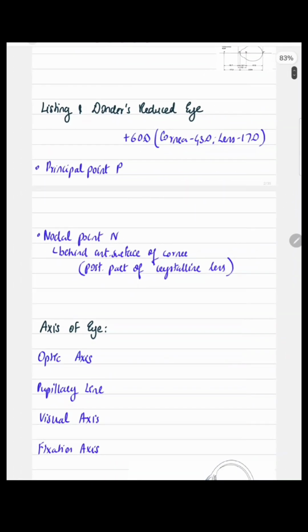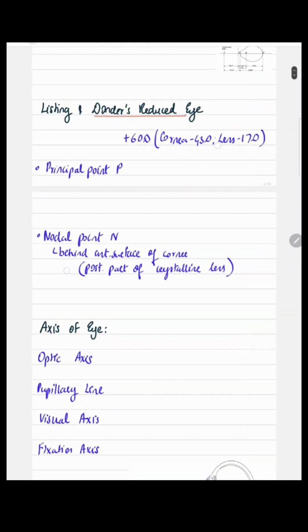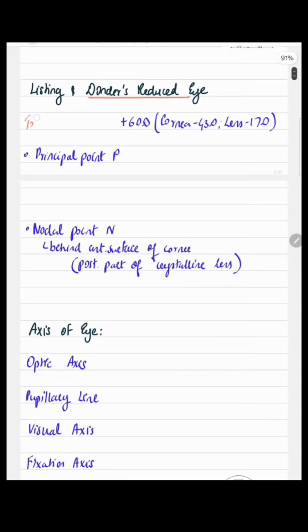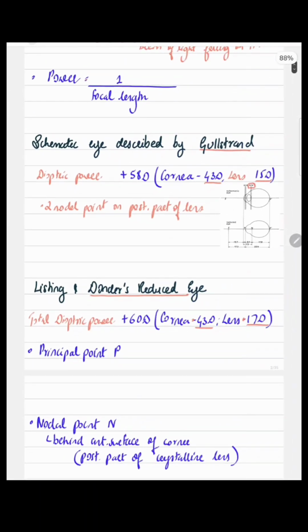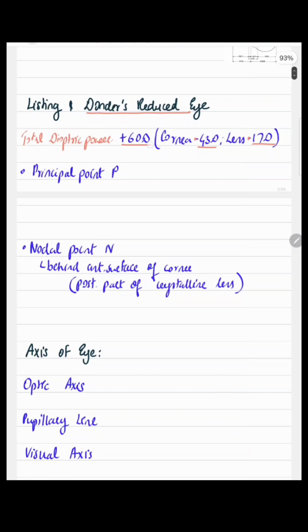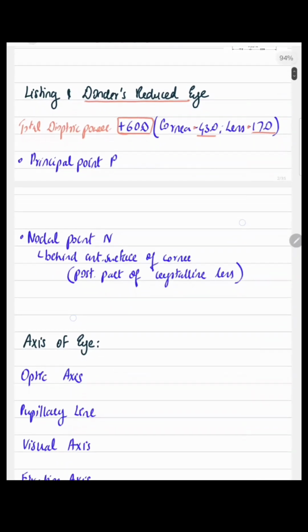Next is Listing's and Donders' reduced eye. Here the total dioptric power is plus 60 diopters, cornea is 43 diopters, and lens is plus 17 diopters. In Gullstrand it is 58 diopters, whereas in Listing's and Donders' reduced eye it is 60 diopters, the total dioptric power.